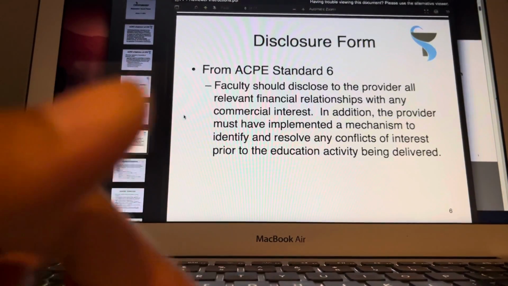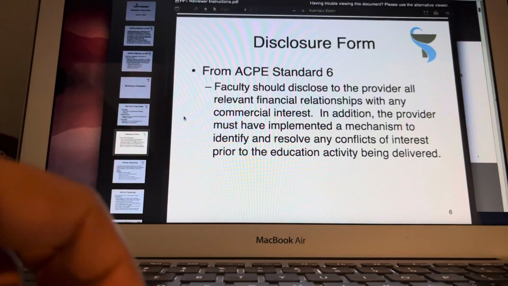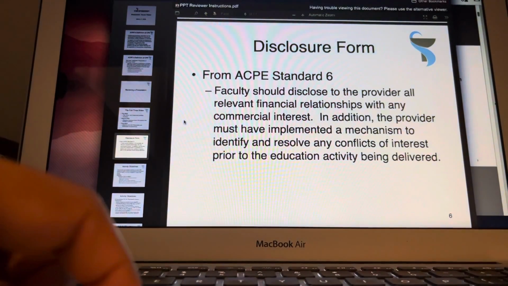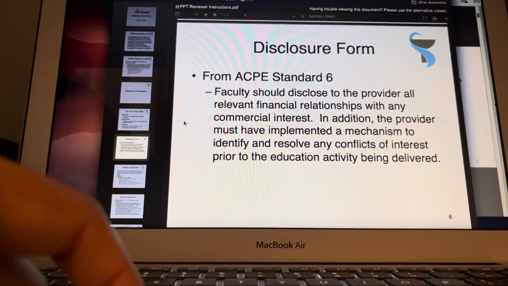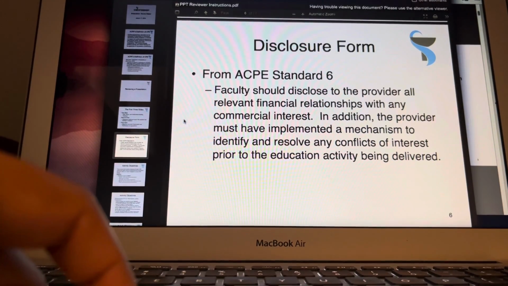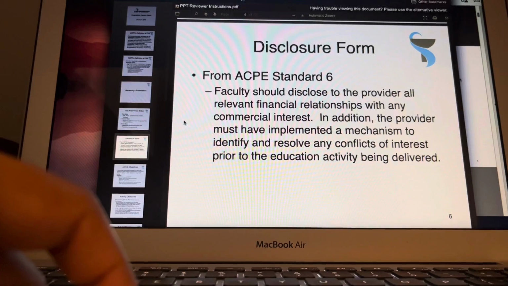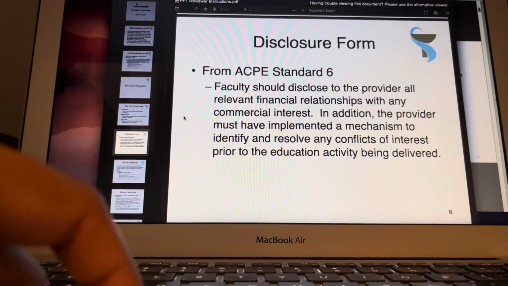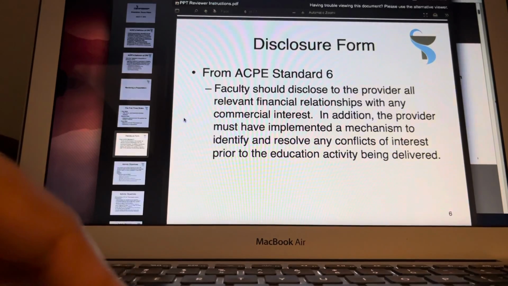The disclosure form from ACPE Standard 6 says, faculty should disclose to the provider all relevant financial relationships with any commercial interest. In addition, the provider must have implemented a mechanism to identify and resolve any conflicts of interest prior to the education activity being delivered.